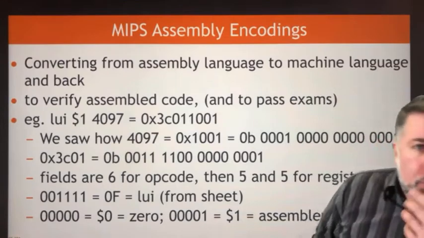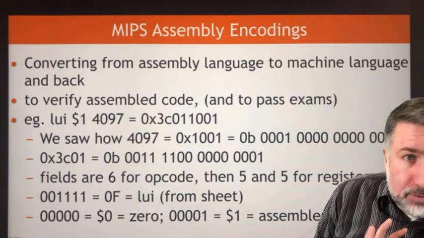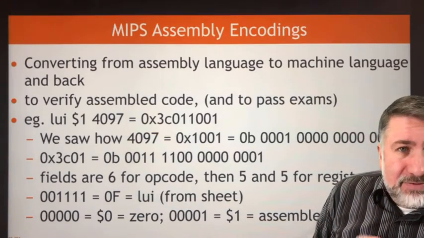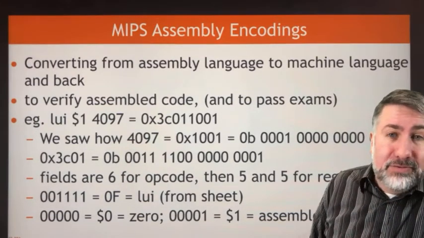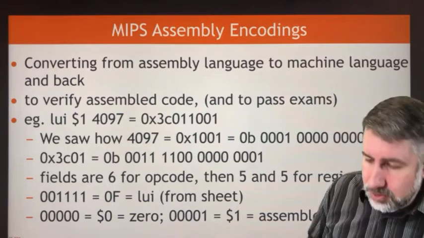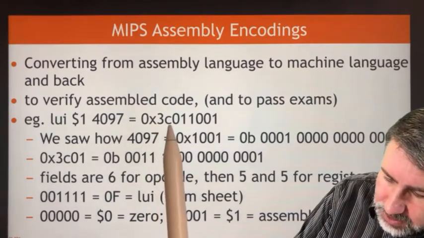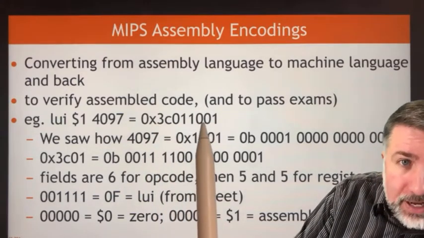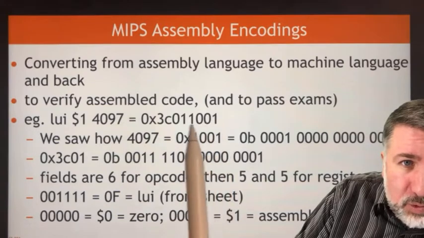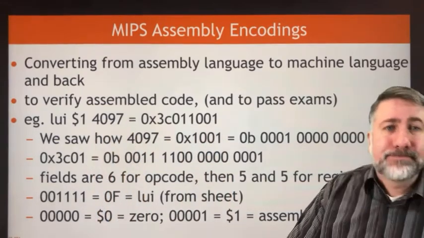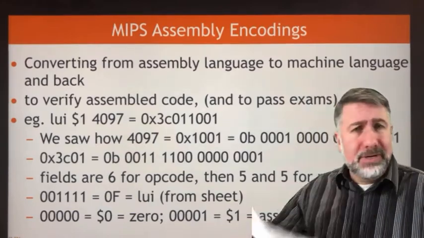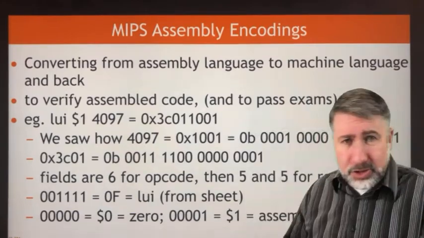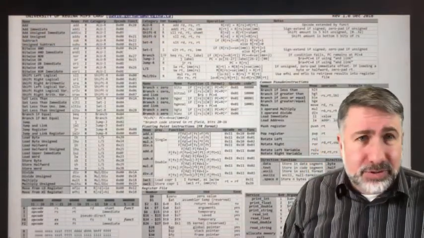So load upper immediate, as an example, if I wanted to put 4097 into the upper immediate half of the assembler temporary register, this is the code, 3C011001. And you might already guess that this 1001 is that immediate number. Well, let's look at how this actually works. This is going to be done using our special sheet, which I showed you. And again, this is what the sheet looks like.